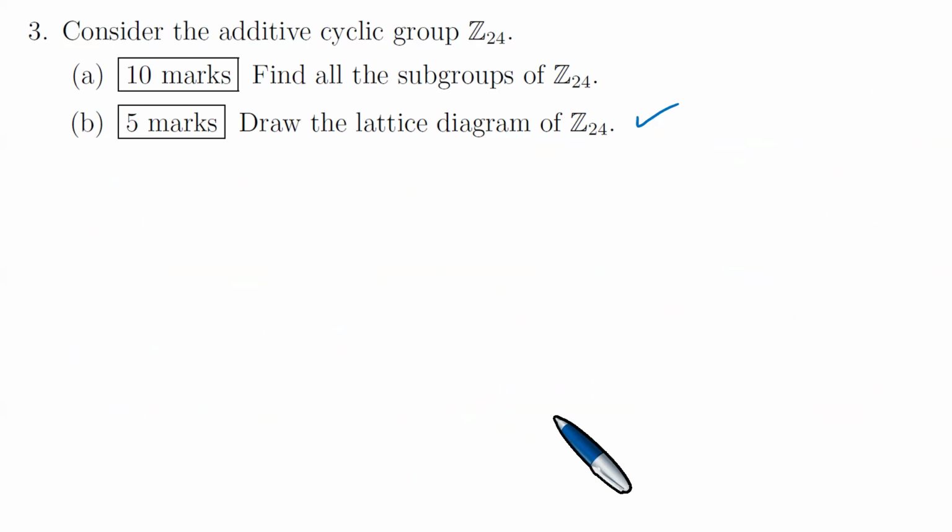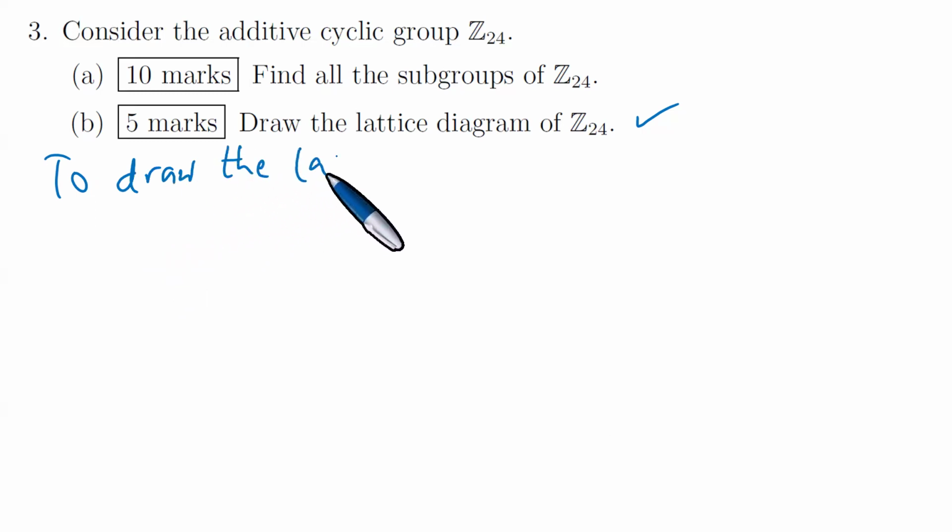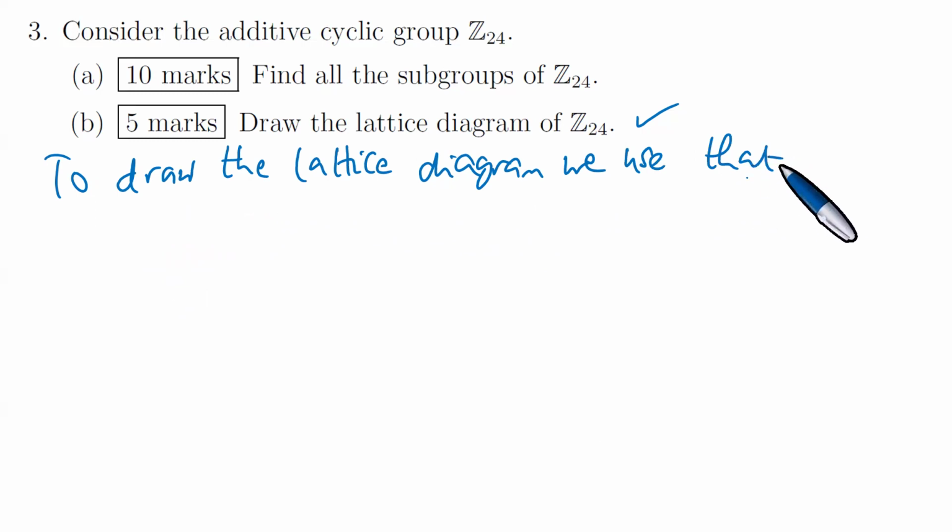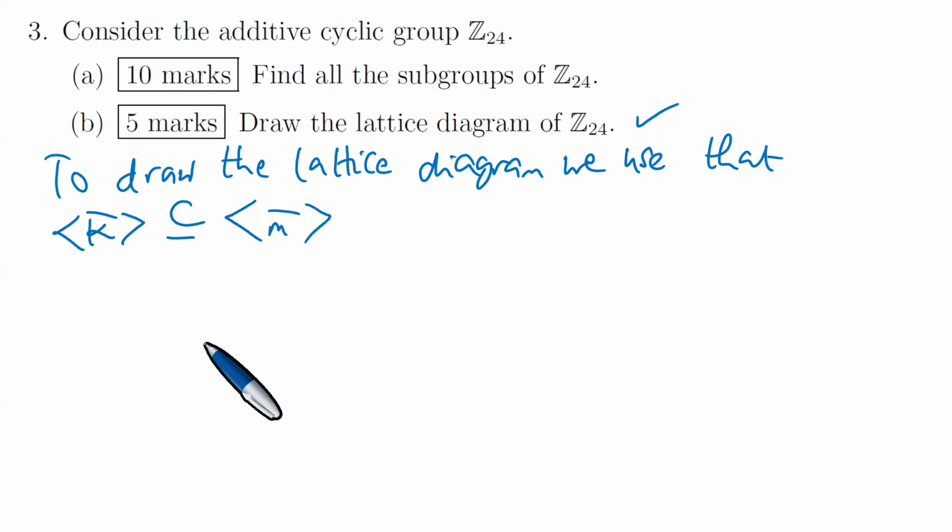Right, so there's something we use here to draw the lattice diagram. As we're discussing, to draw the lattice diagram, we use that K bar becomes a subset of M bar if and only if M divides K. If and only if M divides K.